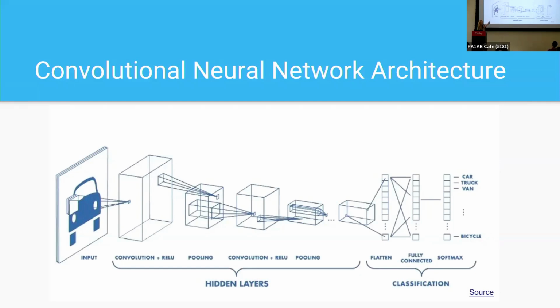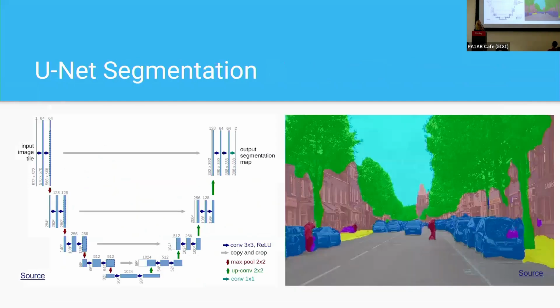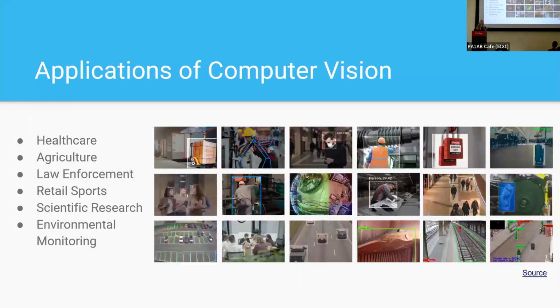In this case, it's a car. You can also do segmentation. Here we have a really similar idea where you have your input image, you have convolutions, but instead of going down to one singular weight, you explode it back up such that you have the same number of pixels at the end. And then you can predict a class for each pixel. So this is segmentation.